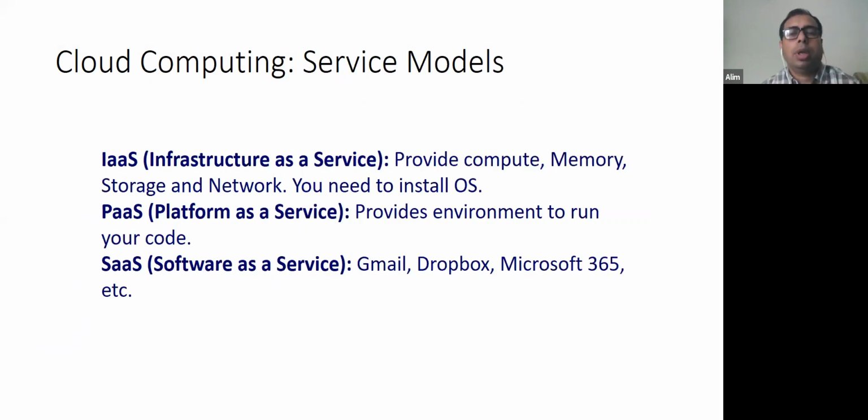And then we have different service models. In cloud architecture, there are different service models. Infrastructure as a service, written as IaaS. Why is it called infrastructure as a service? Because they provide compute, memory, storage, and network, and you need to install operating systems and your application and data.